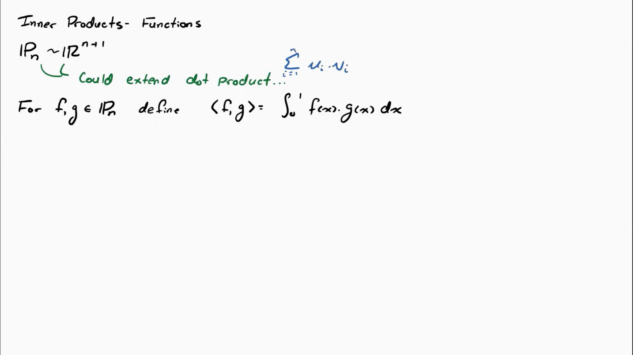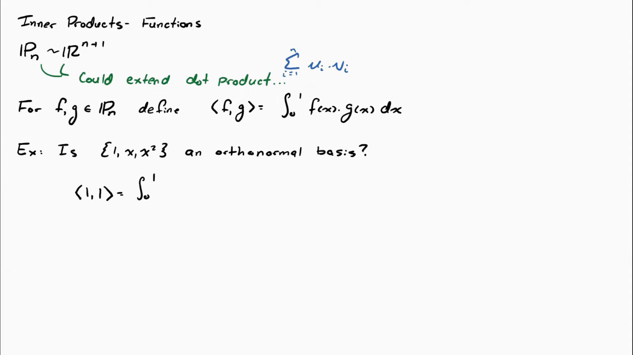Just compare them. In the dot product, you add up taking the product of the matching coordinates. And that's kind of exactly what you're doing here. Let's check if the standard basis of P2 is orthonormal. All we need to do is take all the inner products. First, check the inner product of 1 with itself. We want this to be 1, which it is.